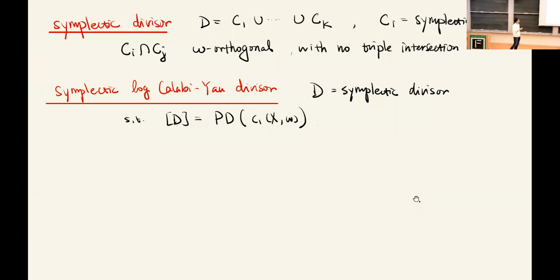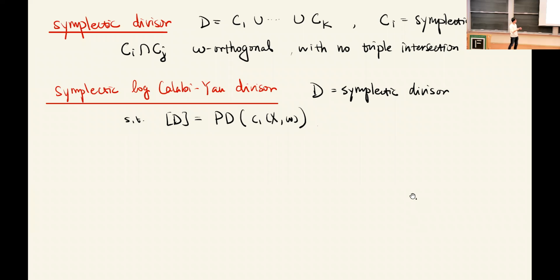We call a symplectic divisor log Calabi-Yau if its total homology class, which is the sum of the homology classes of its components, represents the Poincare dual of the first Chern class. This is a very simple definition, but it puts a very strong restriction on both the ambient manifold and the combinatorics and topology of the divisor itself.